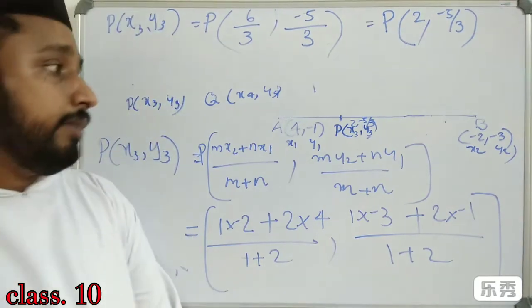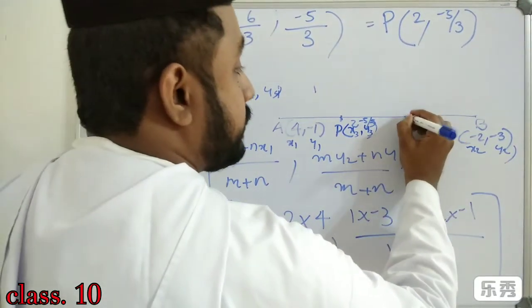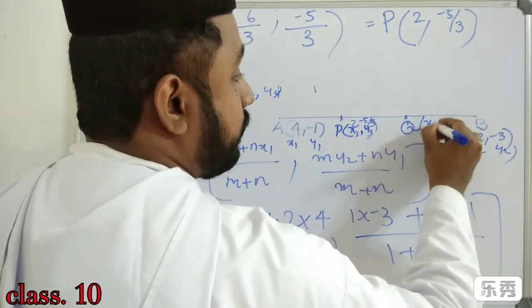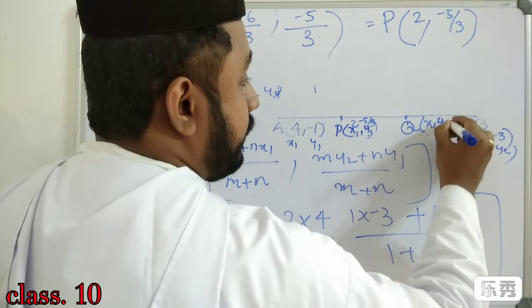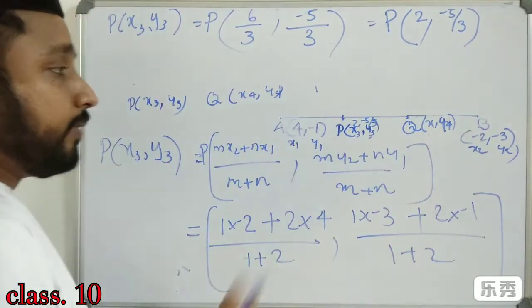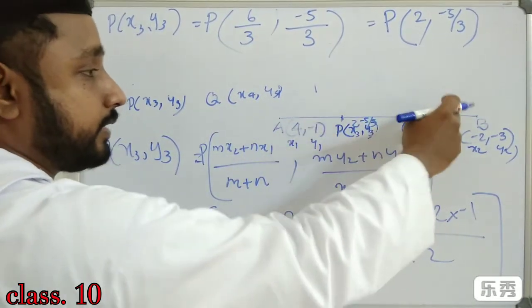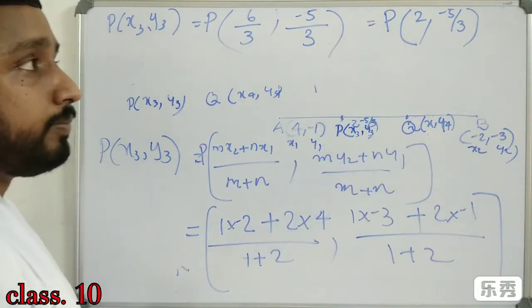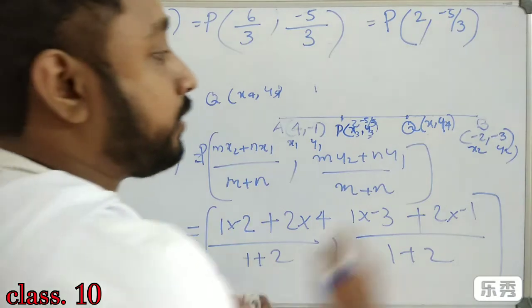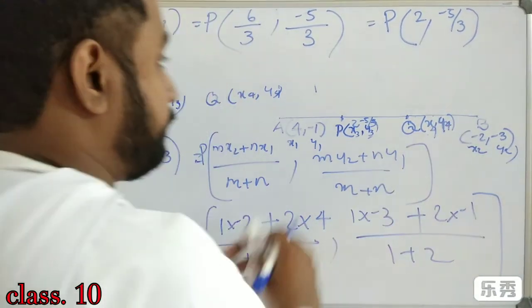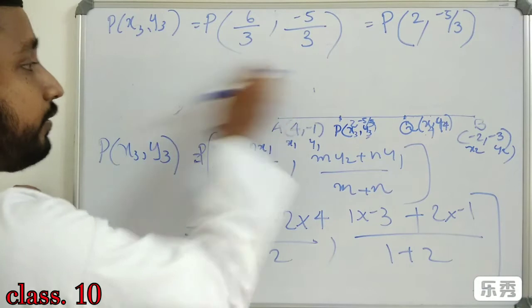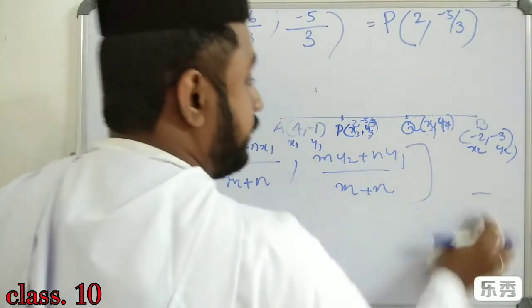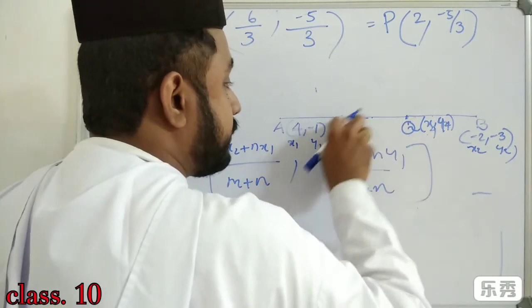The second, we are actually considering 2 points P and Q, x4, y4, that is trisecting this AB. So one section, second section, third section. We considered only P and found P (2, -5/3). Now we are going to consider Q, x4, y4. We have to find Q (x4, y4), so we don't consider this.